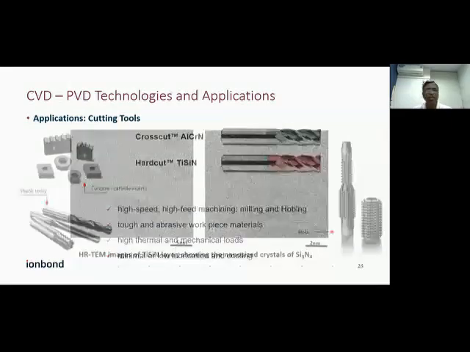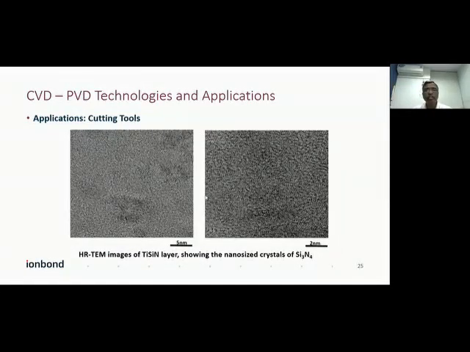Here you can see the transmission electron microscope photograph of the titanium silicon nitride. You can see the crystalline structure is in the nanometers. So this coating is formed as a nano-sized layer, and the nanocrystals are formed during the formation of the titanium silicon nitride. So what are the advantages?